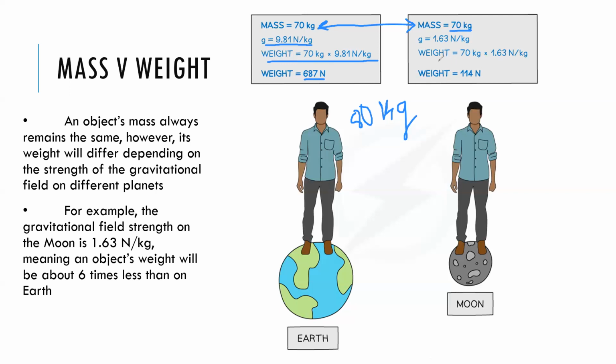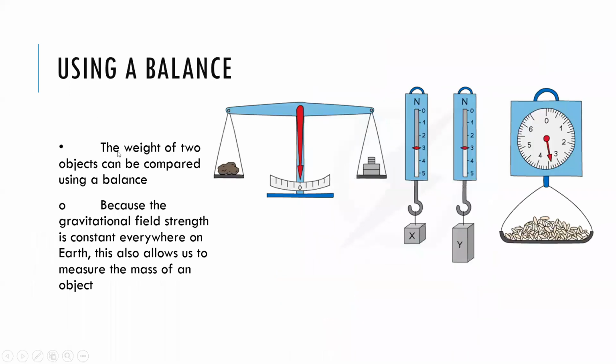So the weight of the person on the moon would be mass into acceleration due to gravity on the moon. That is 1.63 newtons per kg. So the weight would become 70 into 1.63 newtons per kg, which would give us 114 newtons. So this is it about mass and weight. Let's move forward to see if there's anything left. This was an easy topic and I'm sure you all must have enjoyed it.